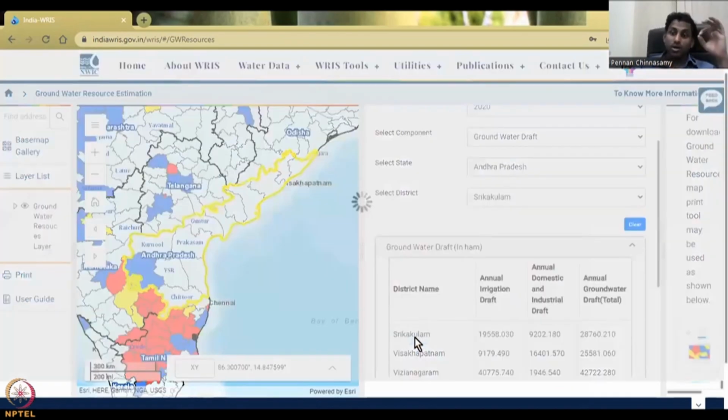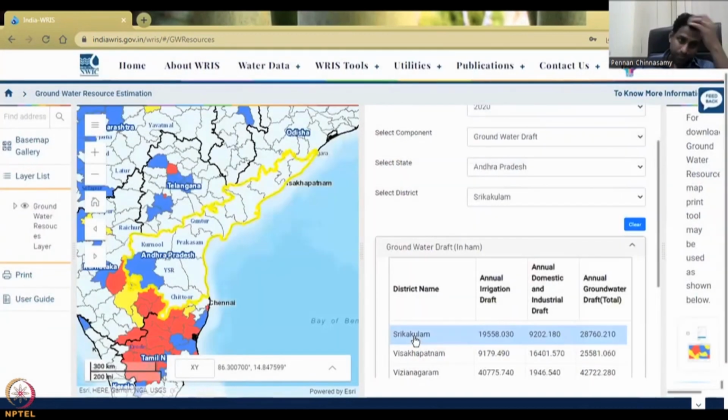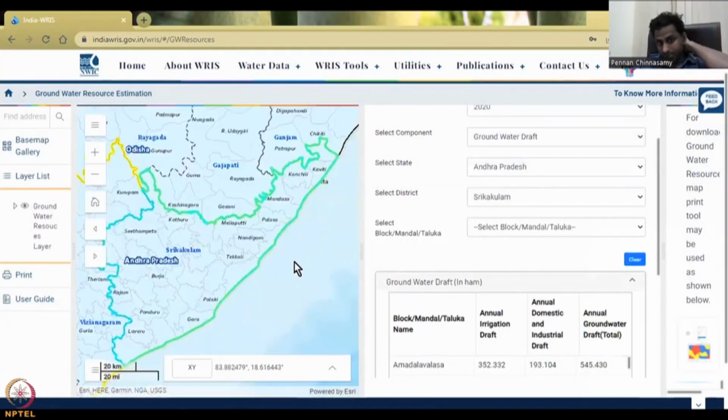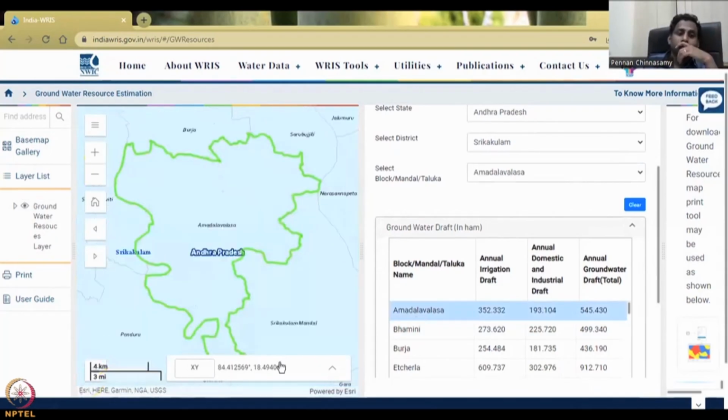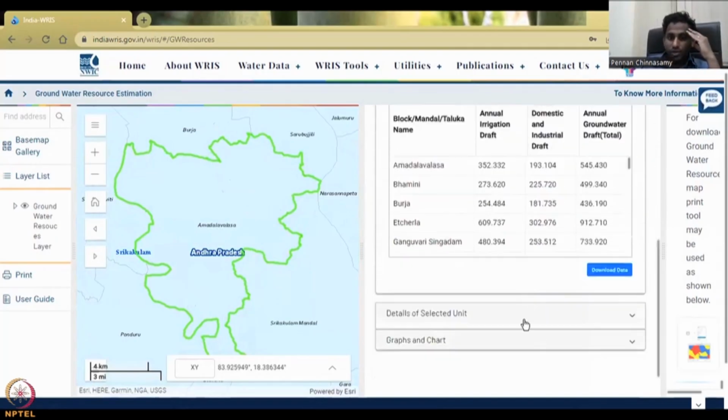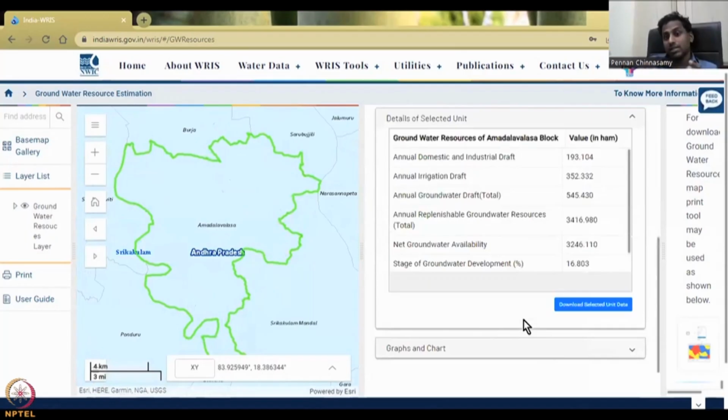I can also click on a particular district. The district will be selected here, Srikakulam, and then you have the blocks also. So these are the block names. You can also zoom into the block. I'll show you the first block, Amadalavalasa. And there you are. So at a block level, you can look at the groundwater draft, and then you can come down because now you have selected a small area. So you can look at what is the annual industrial draft, what is the annual irrigation draft, groundwater draft also for that particular block.